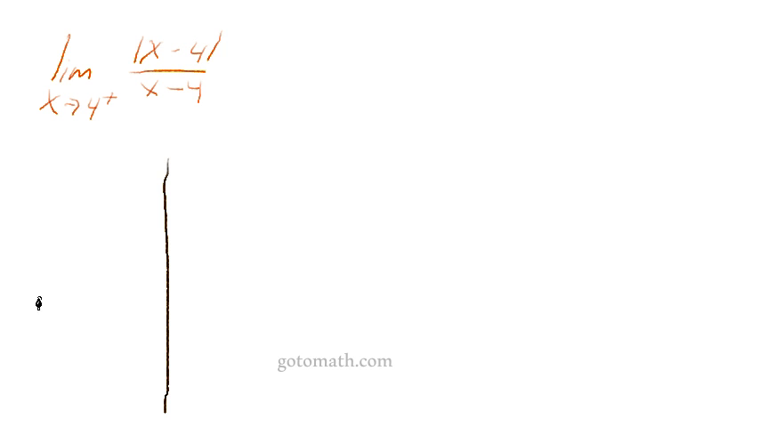So let's bring this up and rewrite. We have the limit as x approaches 4 coming in from the right hand side of the absolute value of x minus 4 over x minus 4. Let's just sketch out what this graph looks like.